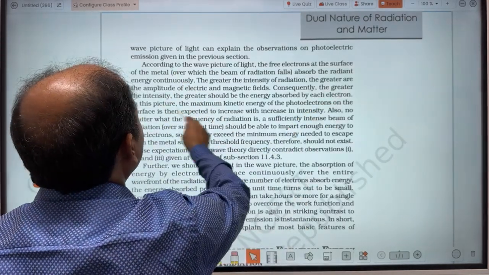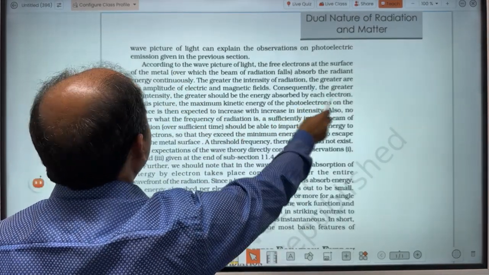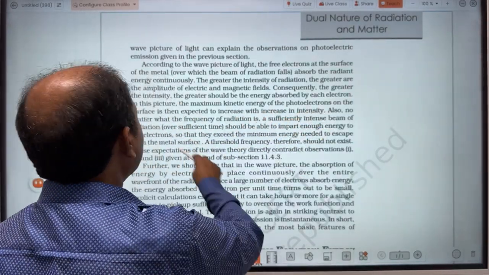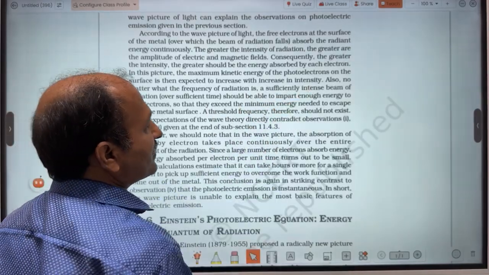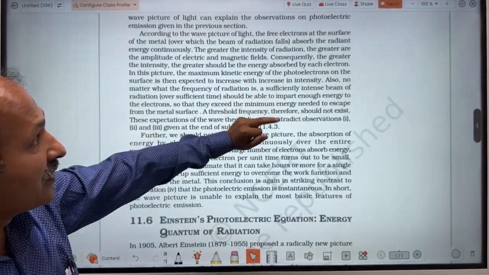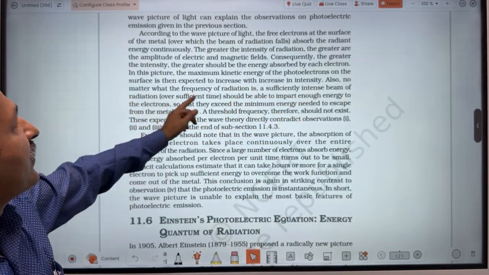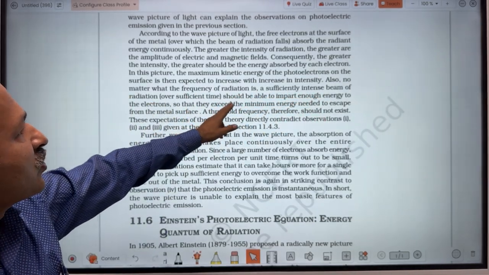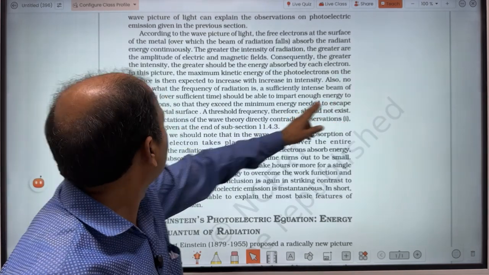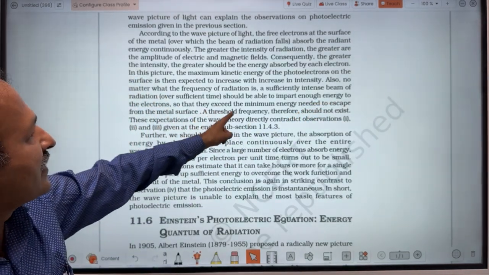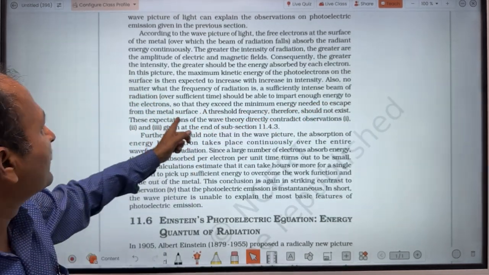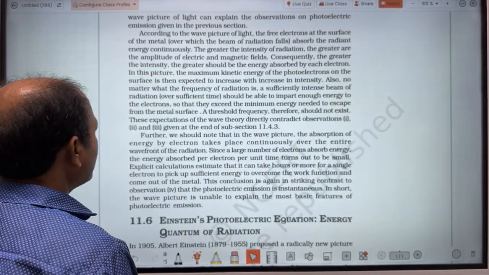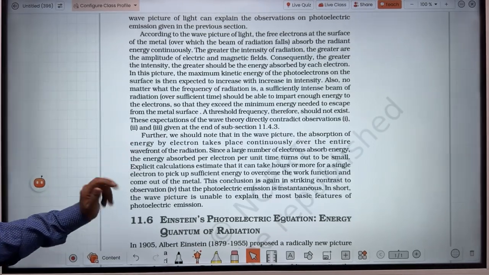Consequently, the greater the intensity, the greater should be the energy absorbed by each electron. In this picture, the maximum kinetic energy of the photoelectrons on the surface is then expected to increase with increasing intensity. Keep in mind, this is a wrong concept. Also, no matter what the frequency of radiation is, a sufficiently intense beam of radiation over sufficient time should be able to impart energy to the electrons so that they exceed the minimum energy needed to escape from the metal surface. A threshold frequency therefore should not exist. So this is the wave picture, but that is not correct.